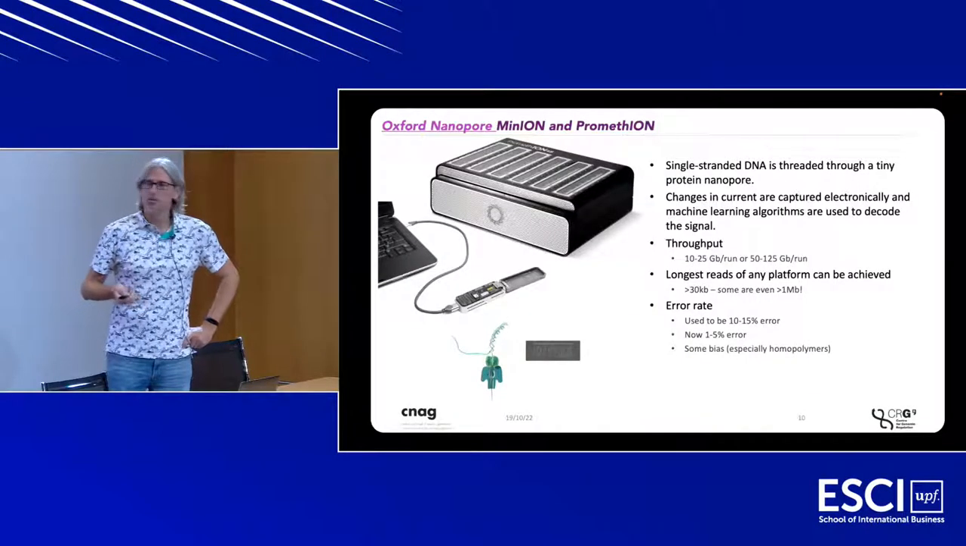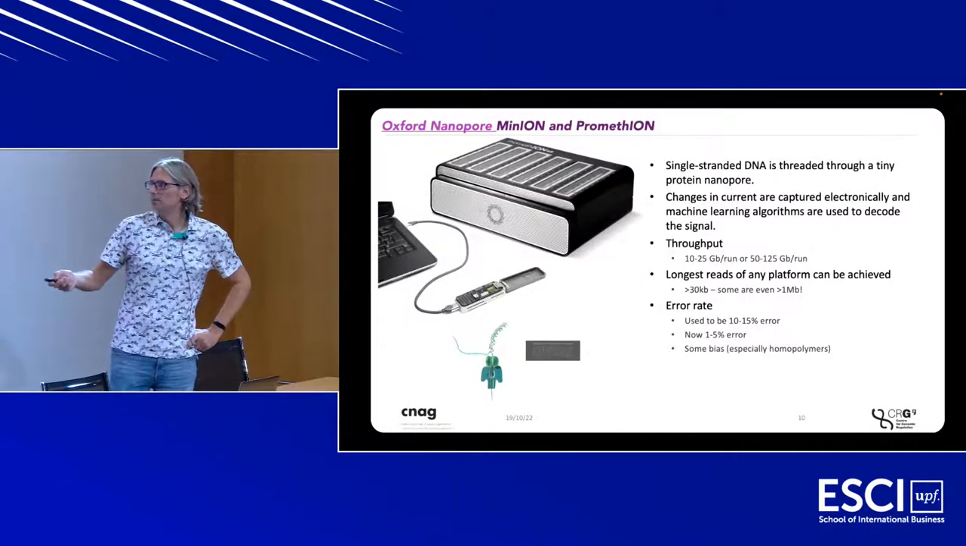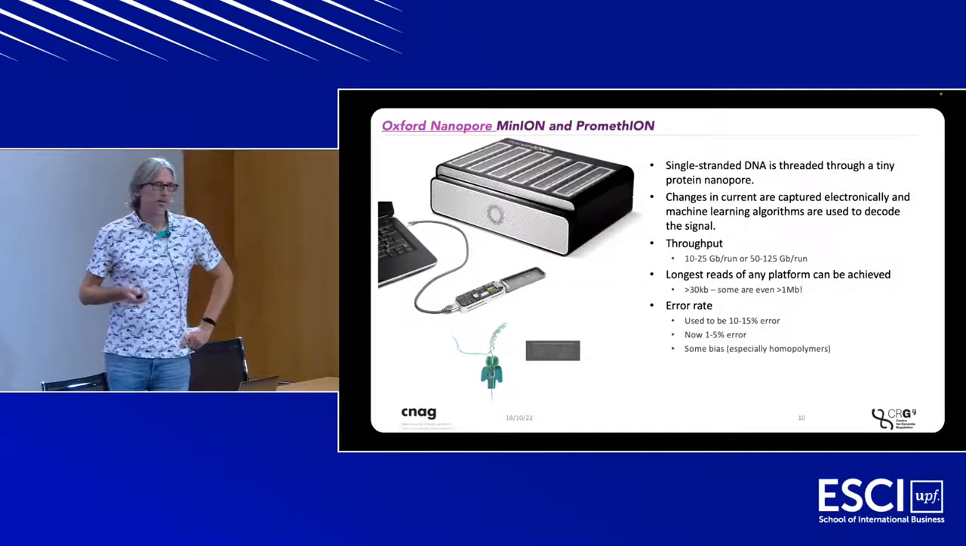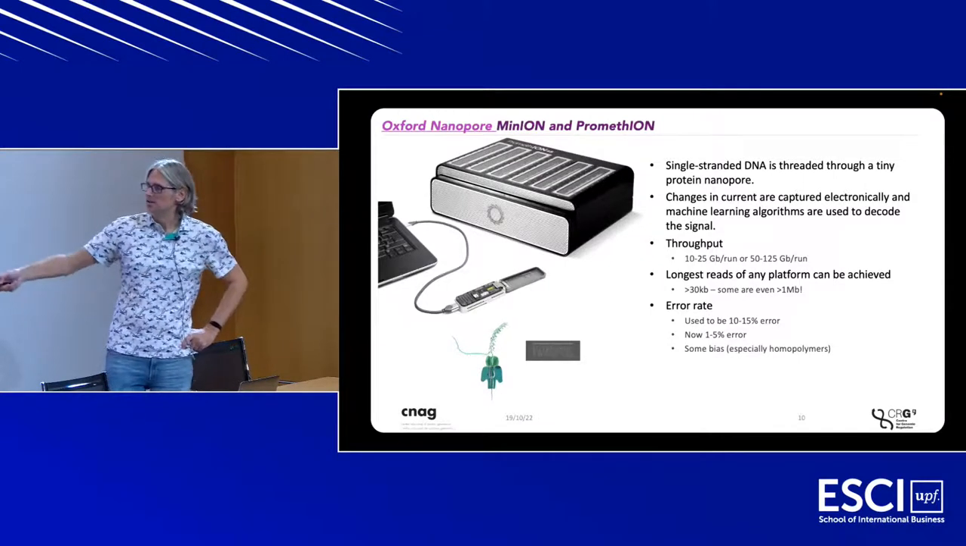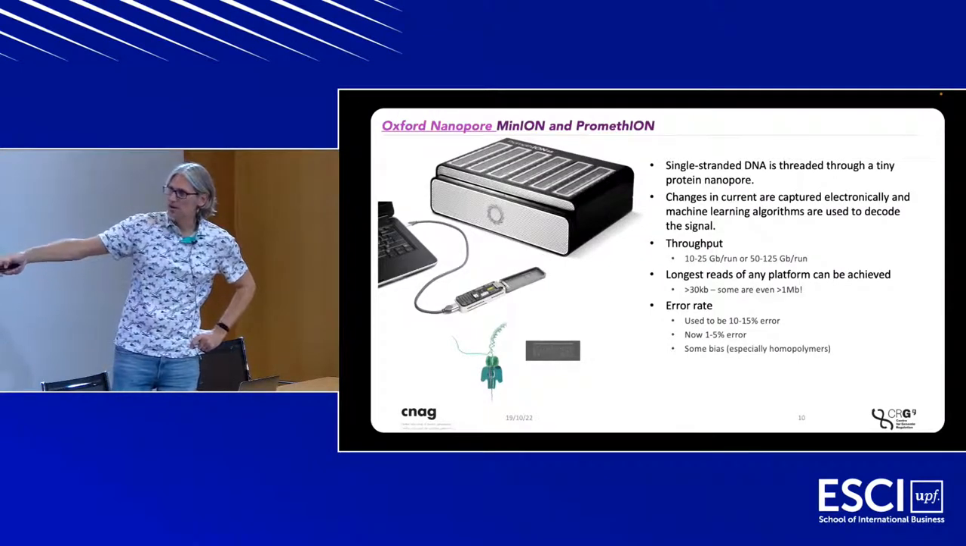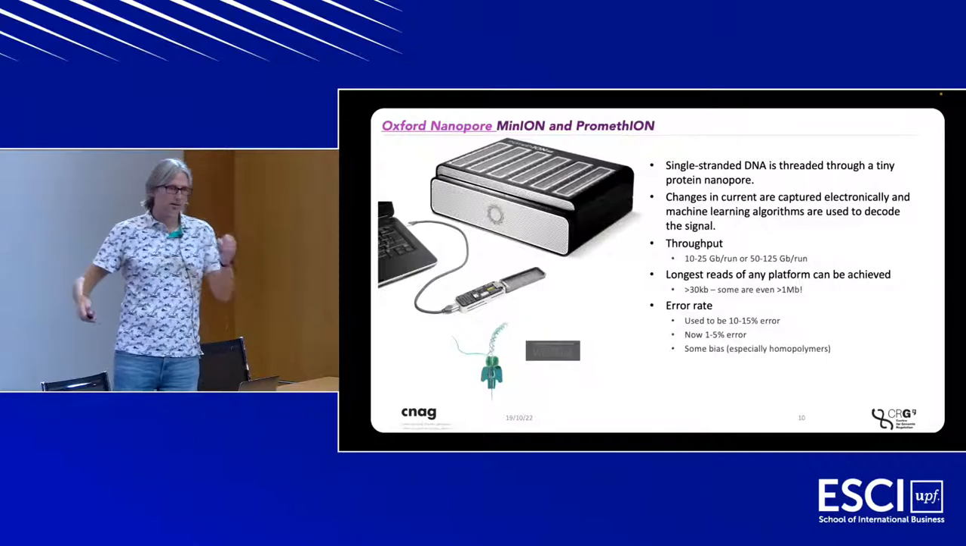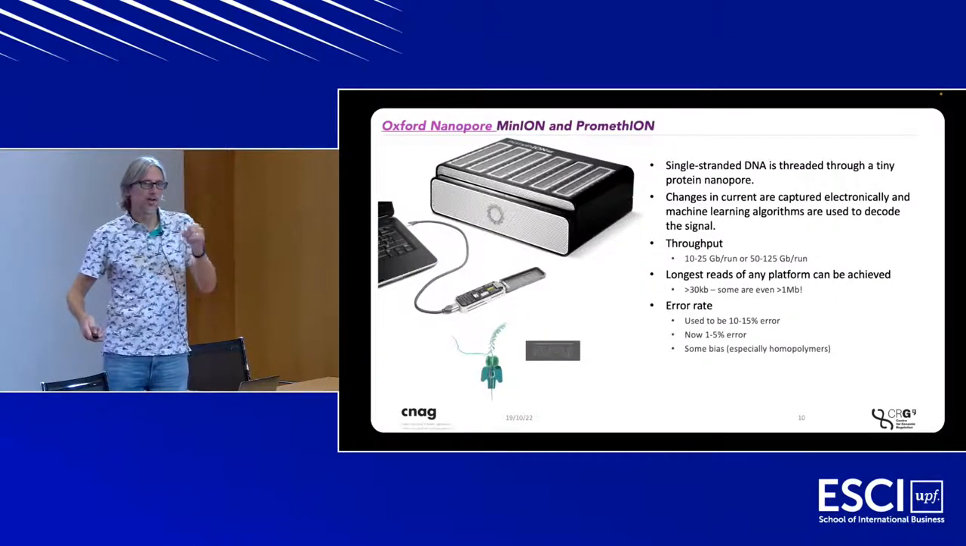The other technology that came out just after the PacBio technology is the Oxford Nanopore machines. And this is what we have at the CNAG at the moment. Maybe mid next year we'll get a PacBio machine. And the concept is a little different, okay? So it's not using a fluorophore, it's not synthesizing DNA. It's just running a single strand of DNA through a tiny little protein nanopore.